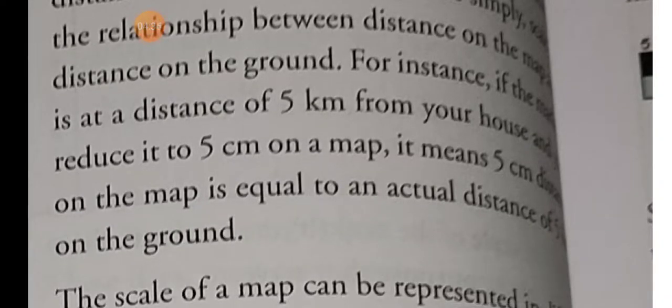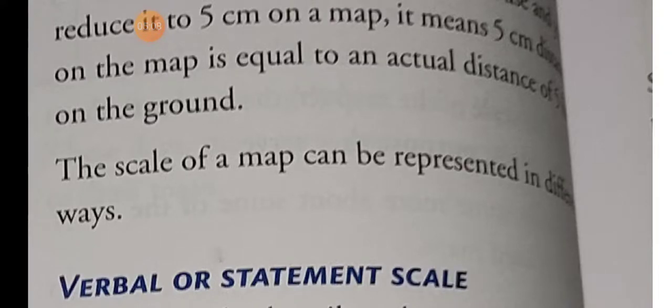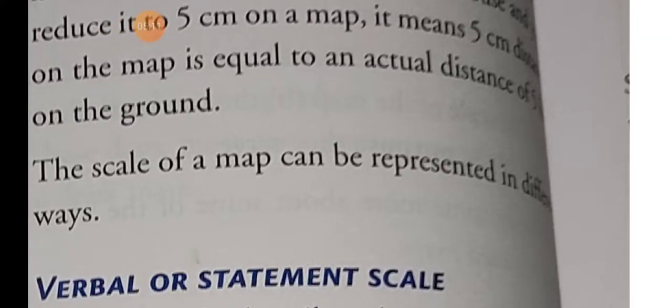Suppose the distance of the market from your house is 5 kilometers and it is reduced to 5 centimeters on a map. It means 5 centimeters distance on a map is equal to an actual distance of 5 kilometers on the ground. So the scale of a map can be represented in different ways.